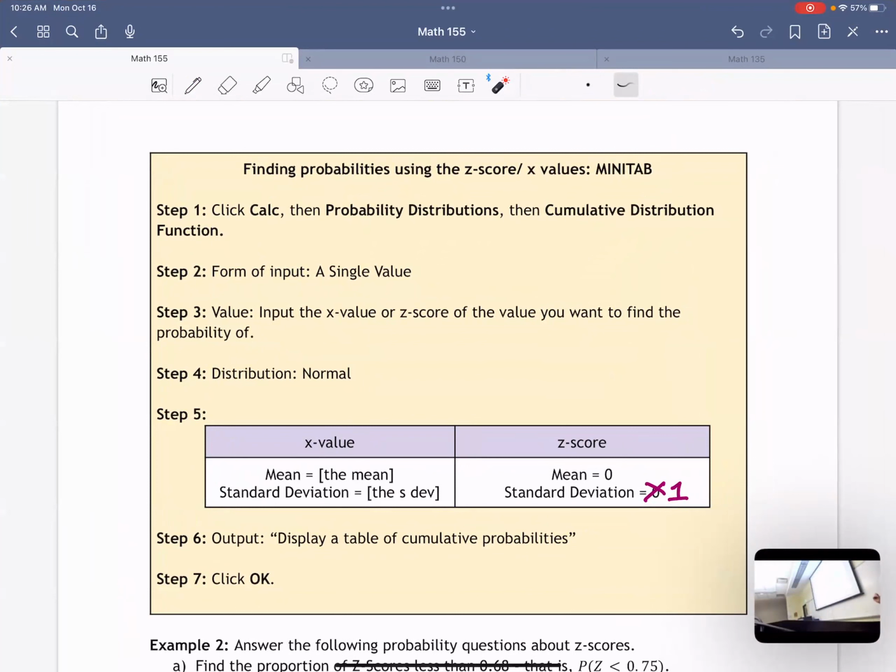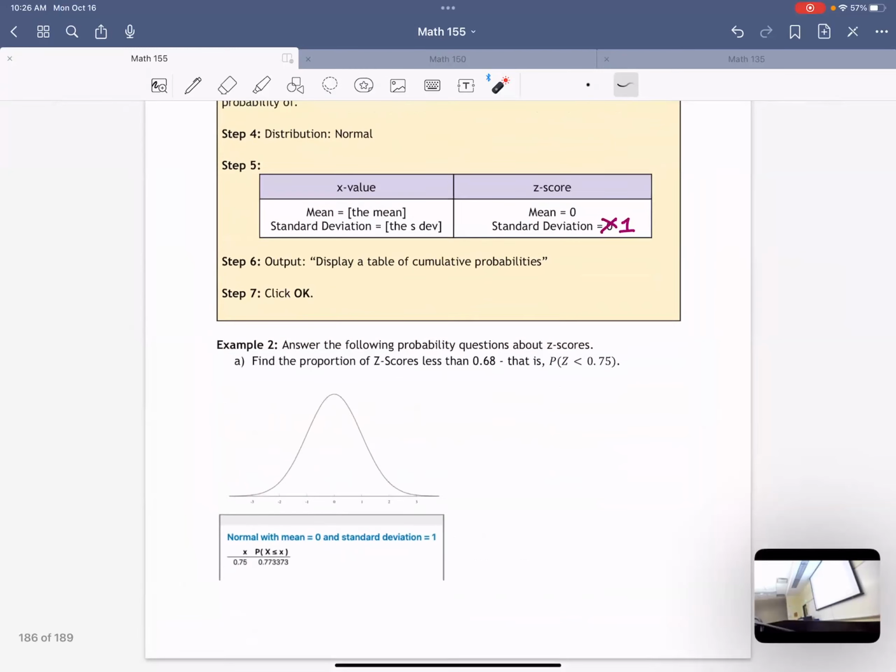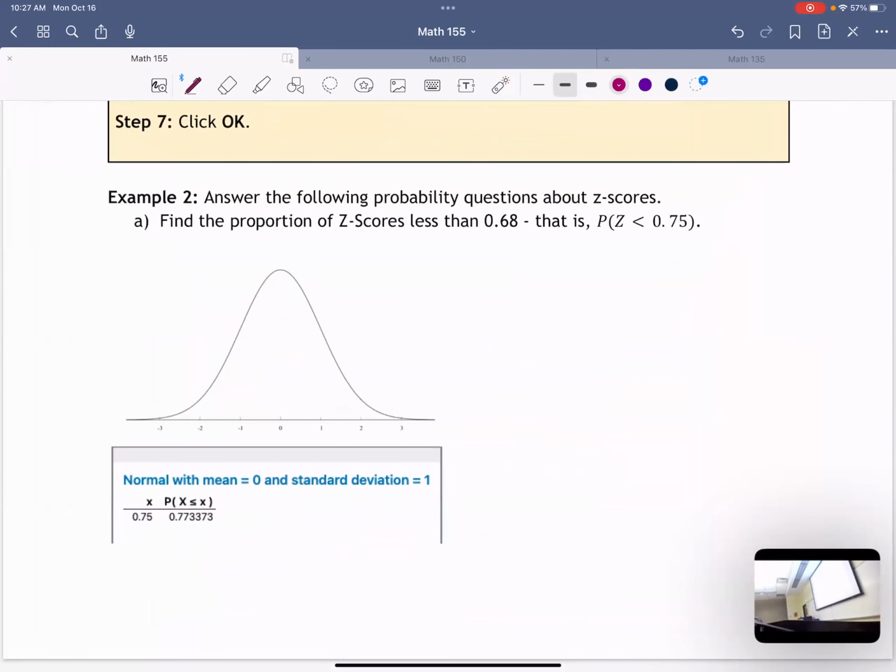Minitab can only give you a less than probability, okay? So if your question is a less than question, then your answer is going to be your answer. If it's not a less than question, you're going to have to do a little bit more work, and we'll talk about what to do in that situation, okay? But before we talk about that, let's just go through example 2.